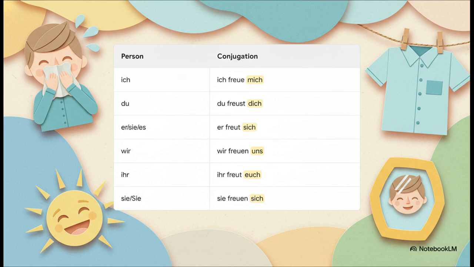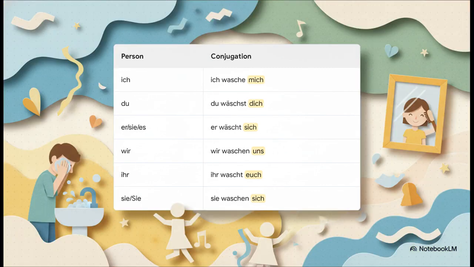It just clicks. And now, let's go back to our original example, sich waschen. The exact same rule applies. Now, you might notice the verb conjugation changes a little for du and er, sie, es, that little vowel change, but the reflexive pronoun pattern stays perfectly consistent. Du wäscht dich, er wäscht sich. Once you learn this pattern, you can use it for any reflexive verb.